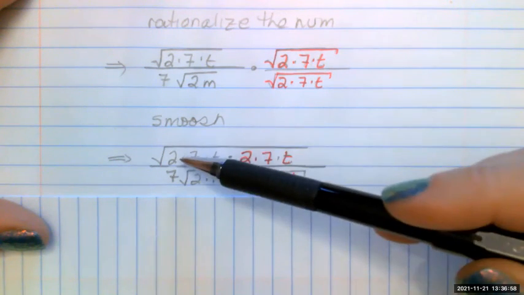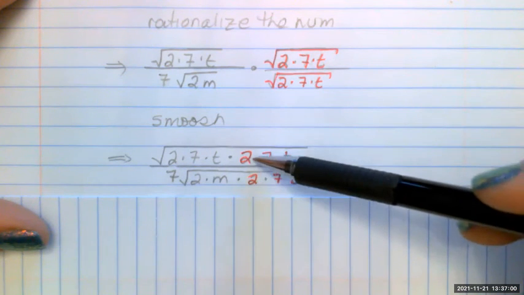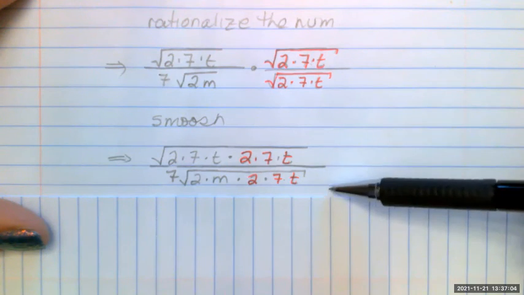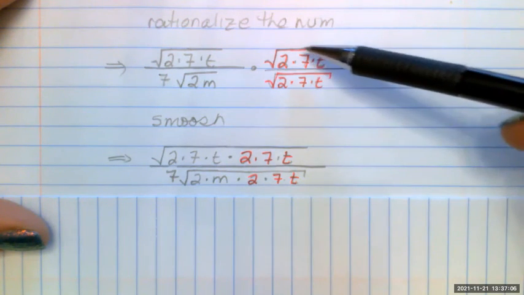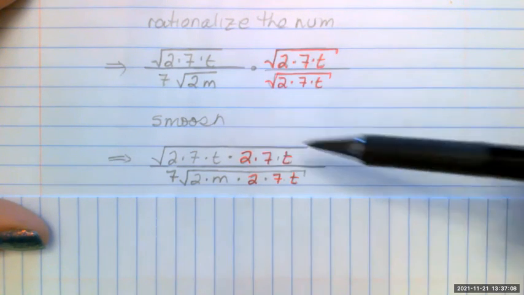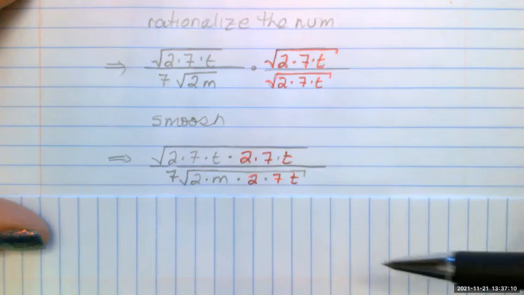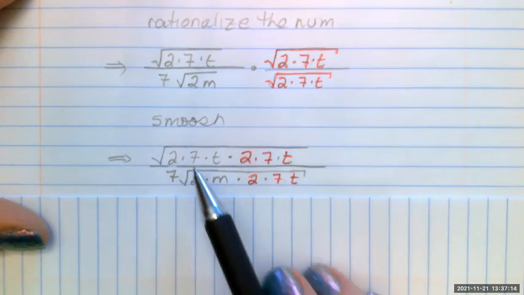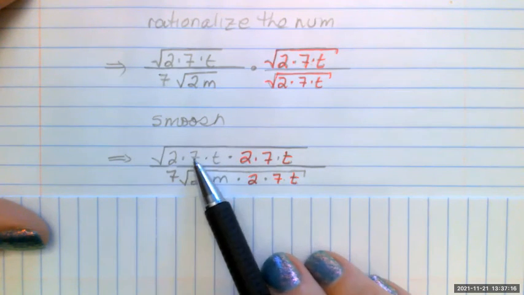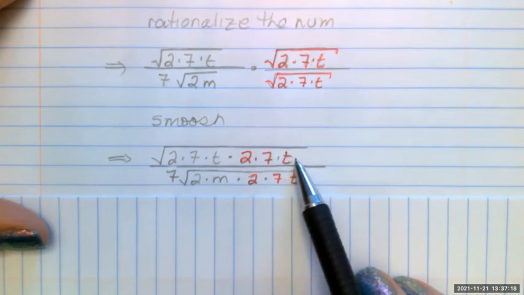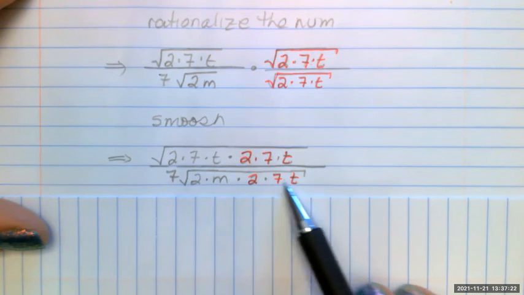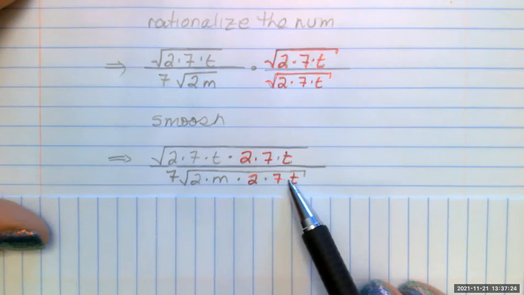So I have 2 times 7 times t times 2 times 7 times t. So you are allowed to skip steps. I skipped a step in here from 2 fractions to 1 fraction to then smushing it. I went from 2 fractions to smushing it. I have 2 2's, 2 7's, and 2 t's. And on the inside, I smooshed everything as well in their denominator, in their radical.